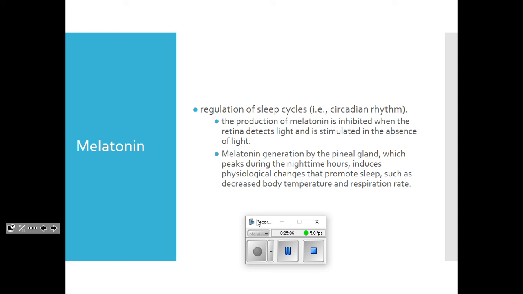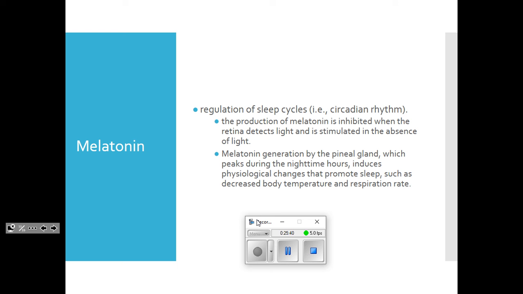So melatonin, the way that it works is that its production is inhibited when the retina detects light. So link back to the eye. The retina is detecting light, then the production of melatonin is inhibited. And it's stimulated in the absence of light. So when it's dark, your body makes melatonin. When it's light, it doesn't. Melatonin generation is by the pineal gland. So that's one of those 3 structures in the brain that we highlighted before.